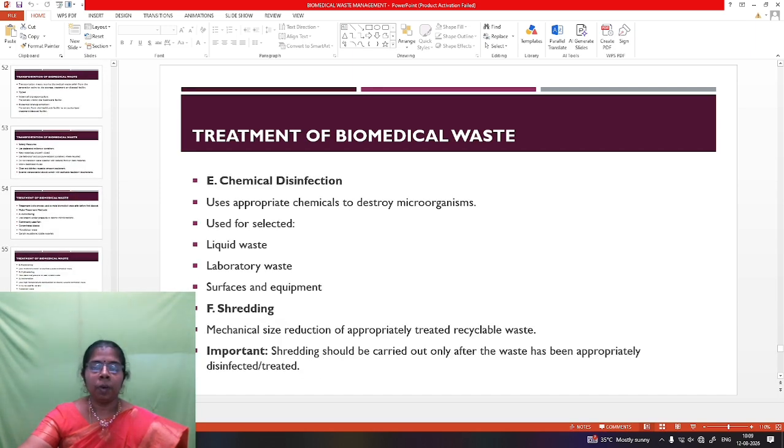And next one of the treatments of biomedical waste is chemical disinfection. It uses appropriate chemicals to destroy microorganisms, used for selected liquid waste, laboratory waste, surfaces and equipment. Already I told you, in chemicals, alcohol is a disinfectant and so on. And shredding is mechanical size reduction of appropriately treated recyclable waste. It is important that shredding should be carried out only after the waste has been appropriately disinfected and treated. After disinfecting and treating the waste, we have to shred the waste by means of a mechanical cutter. Needles are cut mechanically, that is shredded by a mechanical cutter.